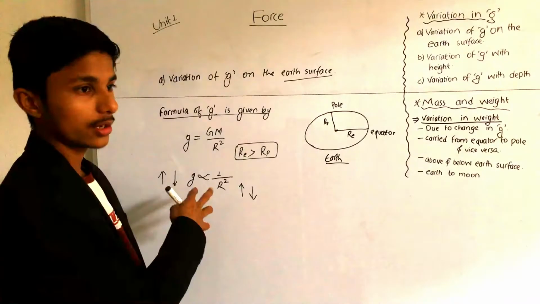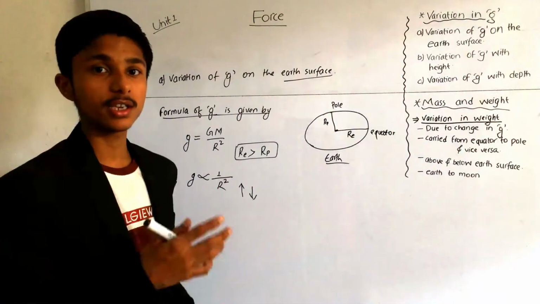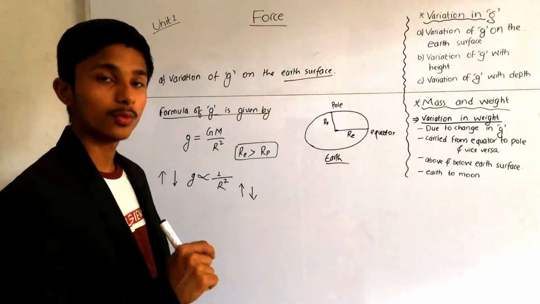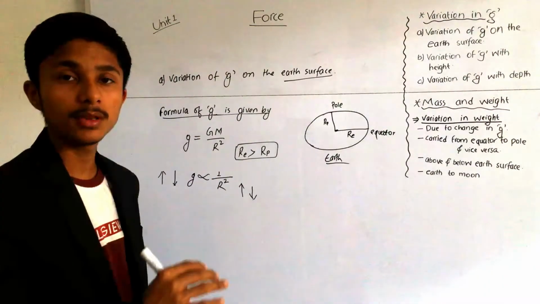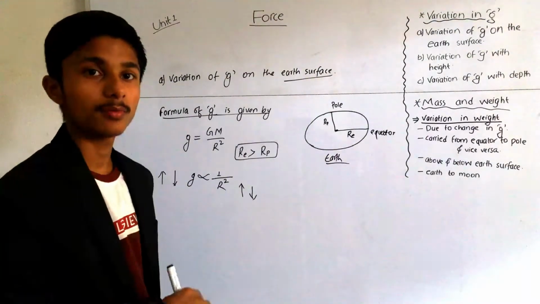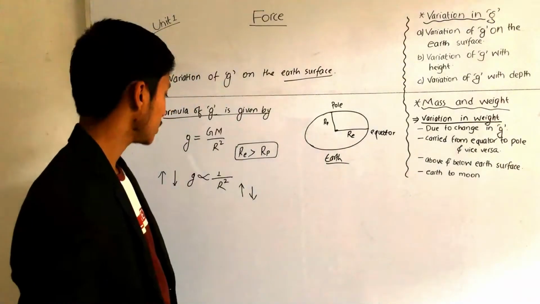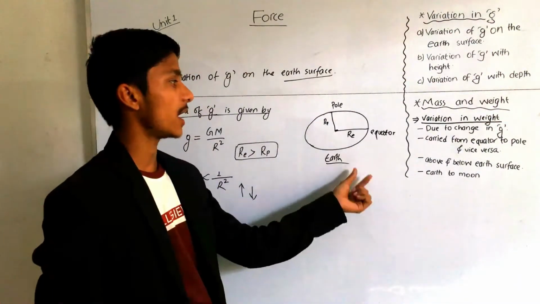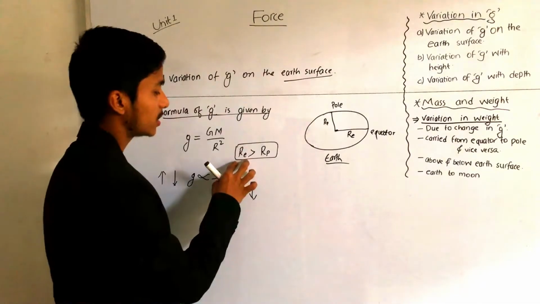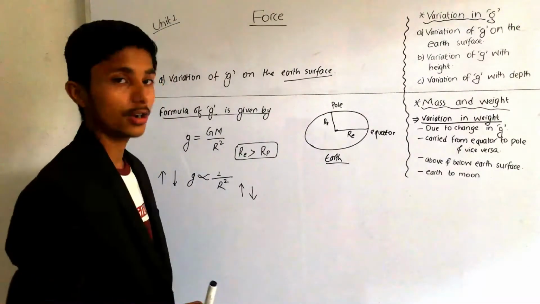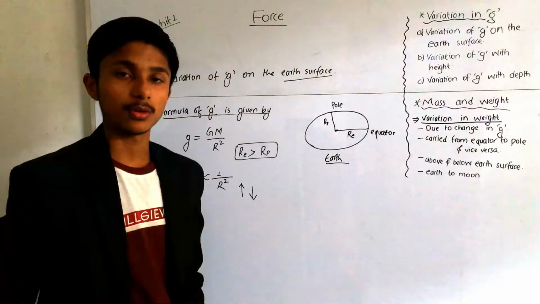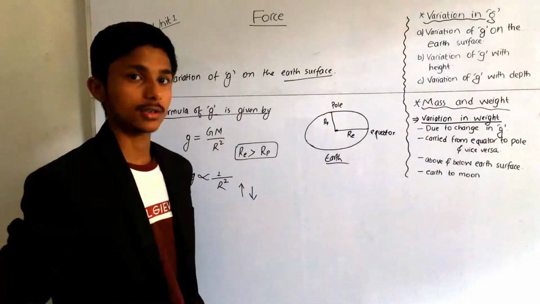Here g is inversely proportional to R square. It means when the value of radius is greater, the value of acceleration due to gravity will be minimum, and when the value of radius is minimum, the value of acceleration due to gravity will be maximum. From this we can conclude that the radius decreases at the pole and increases at the equator. Since the radius of the earth at the equator is greater than the radius at the pole, the value of acceleration due to gravity is maximum at the pole and minimum at the equator.